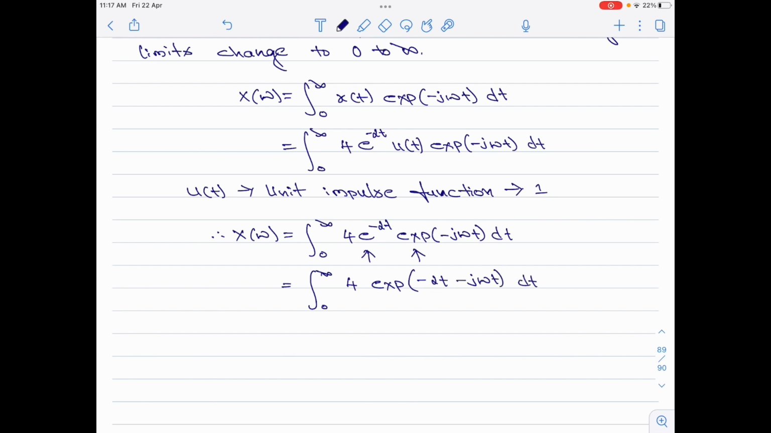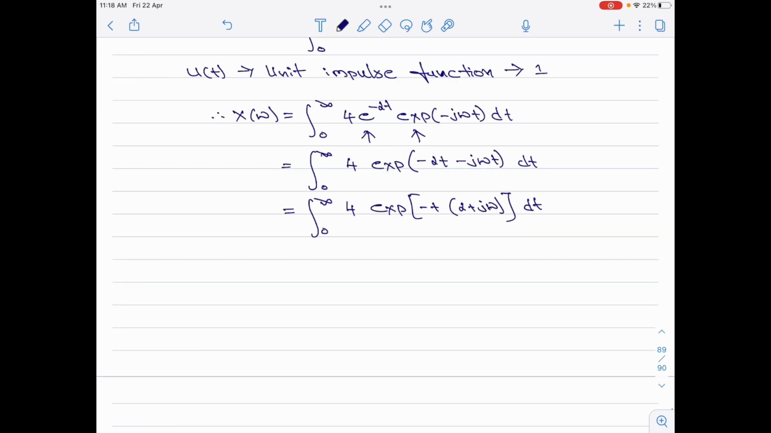Let me now take minus t as common in the exponential function. This would be 0 to infinity 4 exponential of minus t into 2 plus j omega, dt. Let us now perform the integration. This is equal to 4 into integration of exponential of x, which is exponential of x divided by the coefficient of x. Therefore, this would be exponential of minus t into 2 plus j omega divided by minus of 2 plus j omega. This is over the limits 0 to infinity.